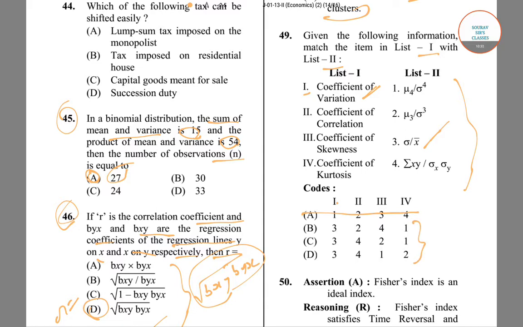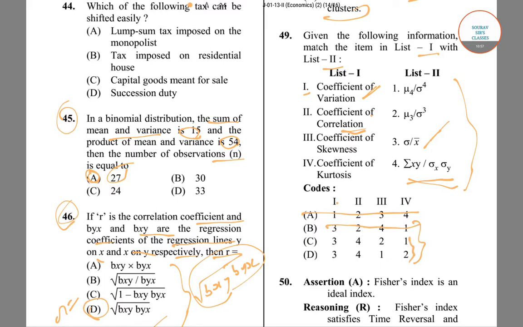Now coefficient of correlation is equals to summation xy by n sigma x sigma y. So coefficient of correlation is equals to summation xy by n sigma x sigma y. So now we can cancel out this 2. So we are left with this 2.